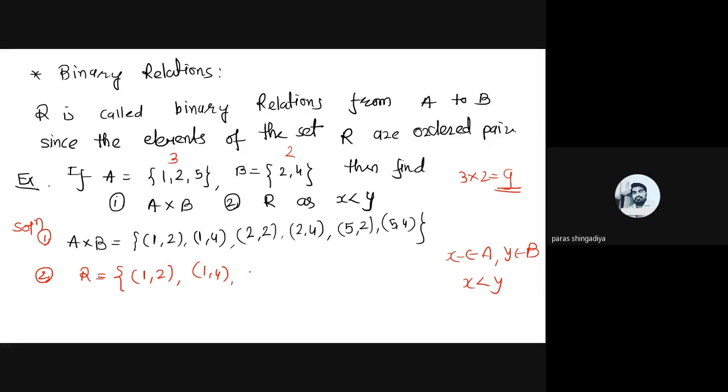Okay, that is also satisfied. Now here we cannot include (2, 2). Why? Because 2 less than 2 is not true. Clear? So we cannot include the (2, 2) pair in this set.